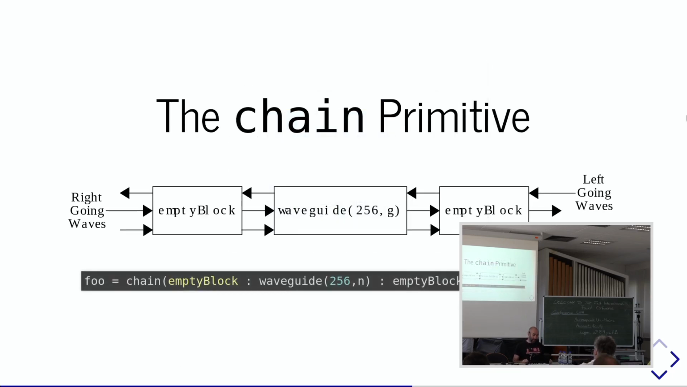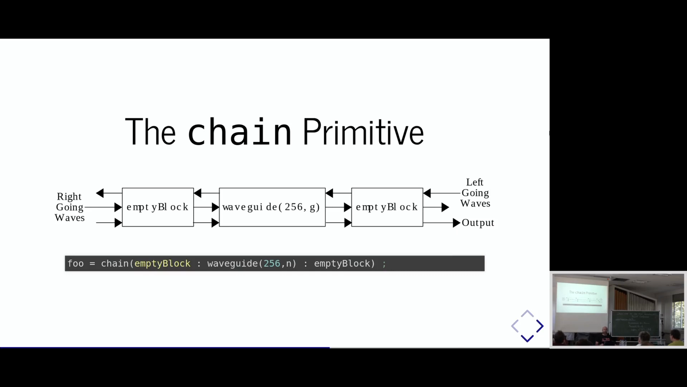So we introduced this new primitive, which is the chain primitive, and the chain primitive allows you to create this type of bidirectional connection between blocks. In the Faust Physical Modeling Library, blocks have 3 inputs and outputs. The first 2 inputs and outputs correspond to left-going waves and right-going waves, and that's what we see here. And then we have a third input and a third output that can be used to carry a signal to the end of an algorithm.